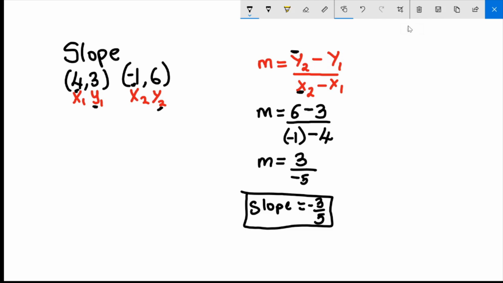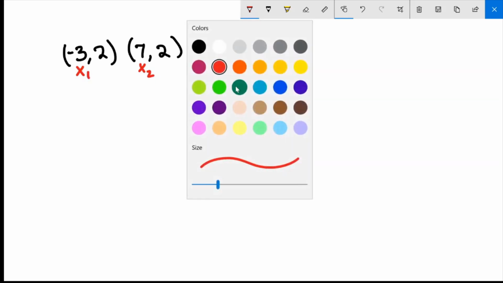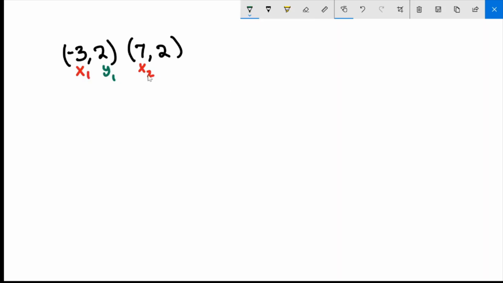A second example: you're told to find the slope of a line that passes through the points -3, 2 and 7, 2. As usual, I'll identify my x1, and this is my x2, and then I'll identify my y's. So this is y1 and this is y2. So x1, y1, x2, y2.